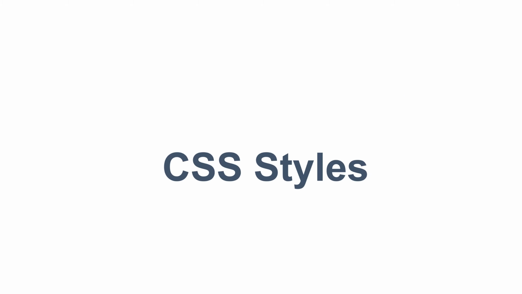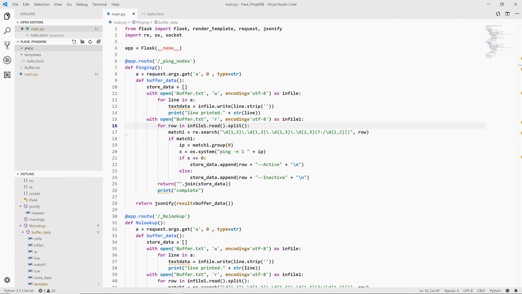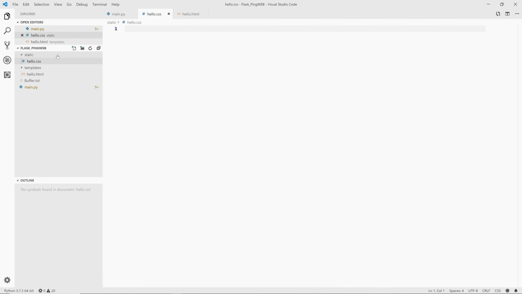So, adding CSS styles. If you see the tree structure, this is where I'm going to add the CSS file, under the static folder. Now I have created a static folder, and I'm going to add a CSS file, which is hello.css, under the static folder. So now I see a hello.css file under static, the hello.html file under templates, and main.py in the main directory.